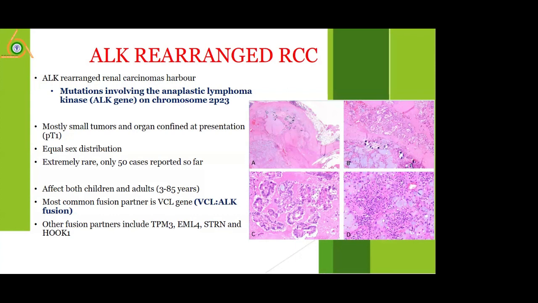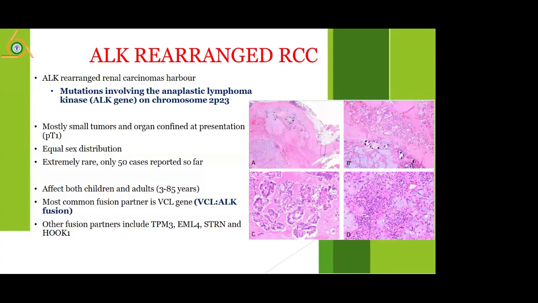Only 50 to 100 published cases will be there in the published literature as of 2022, and they can be seen in both children and adults. And the most common fusion partner is the VCL gene. And morphology is quite variable. They are one of the most difficult RCCs to pick up. Just like your FH deficient RCC, here also you can have a wide variation of morphology. You can have papillae, you can have sheets, you can have inflammation.